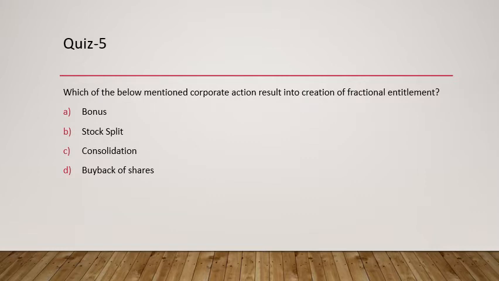Which of the below mentioned corporate actions result in creation of fractional entitlement? Now, what is the meaning of fractional entitlement? Fractional entitlement means that you are going to get some shares which are not full shares, 1, 2, 3, 4, 5 like that. They could be say 0.56, 0.42, 0.22 or 0.55, 0.56 like that. So if you see all these corporate actions, in case of stock split, consolidation, buyback of shares, you get full shares, or you return back full shares as in case of buyback. So the only corporate action from these options is the bonus. So the answer is A.